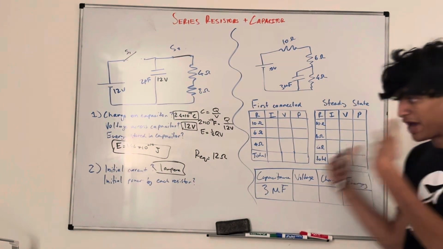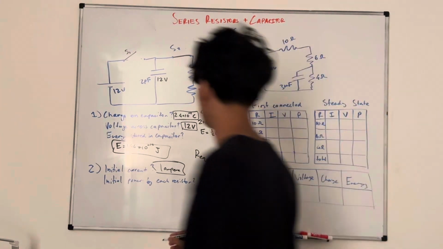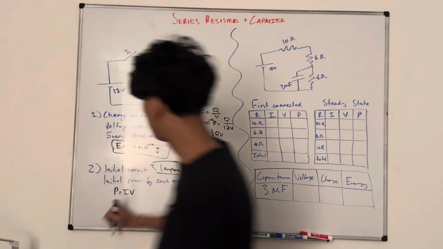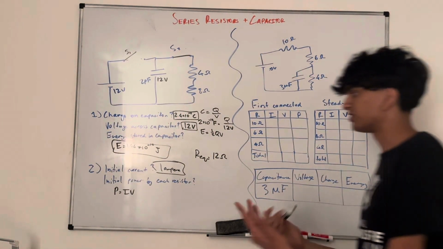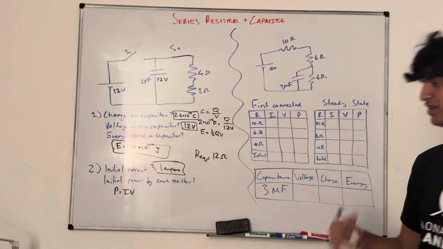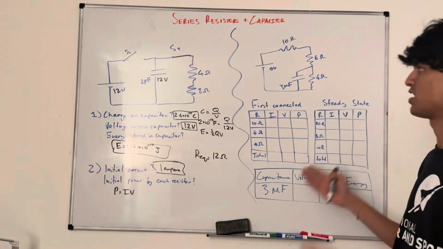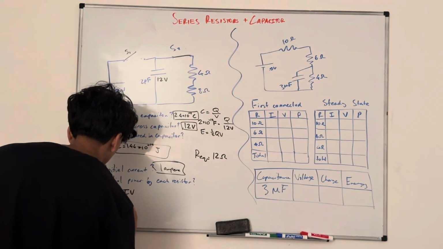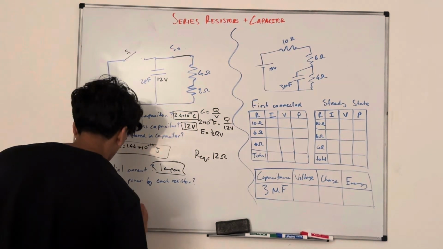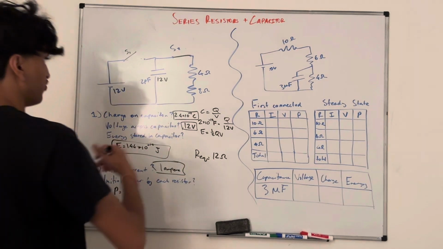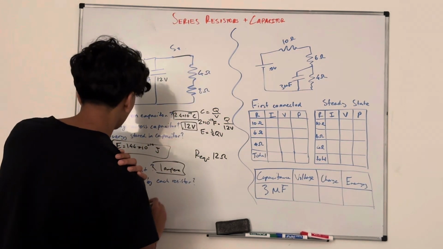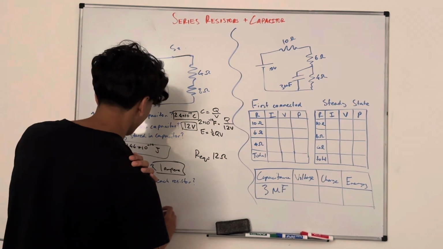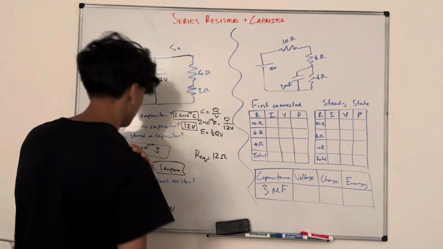What's the individual power in each resistor? Remember, power equals I times V. That's pretty lucky for us because it's 1 ampere, and 1 times anything is just that thing. So it's 1 amp times 4 ohms, that's 4 watts for power 1. And 1 amp times 8 ohms is 8 watts. Cool.